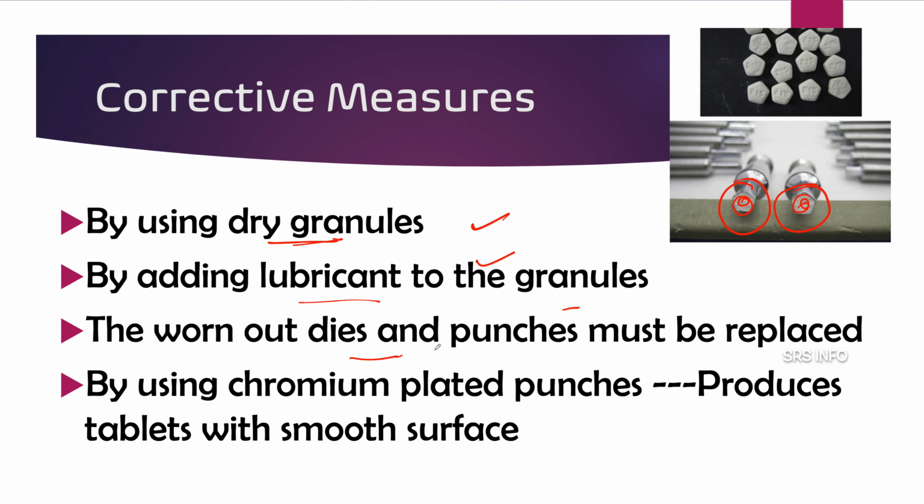Then the worn out dies and punches must be replaced, and this can be done by using chromium plated punches, by which we can produce tablets with a smooth surface. This is a specialty of chromium plated punches. Advanced tablet machines are using chromium plated punches nowadays. Clear? So these are the corrective measures for sticking and picking of tablets.